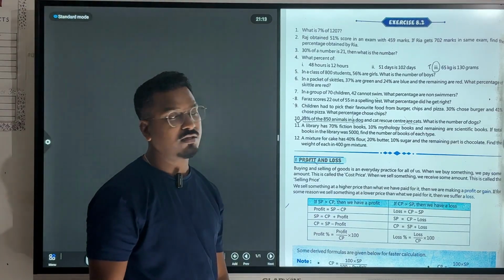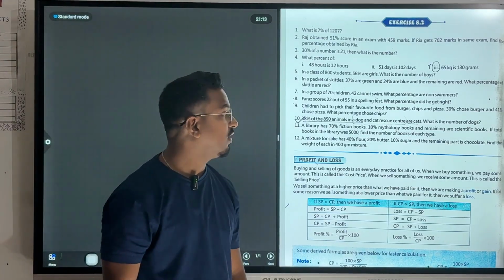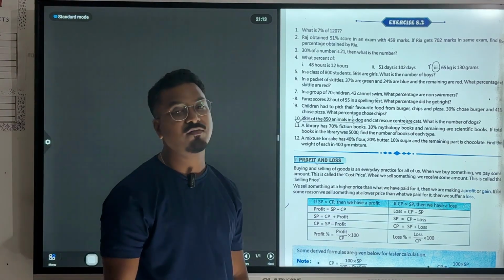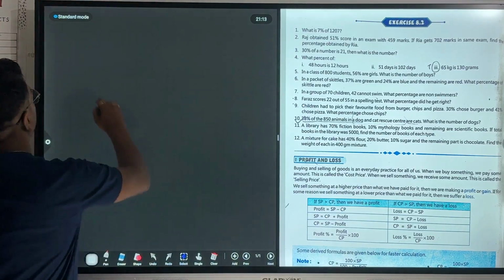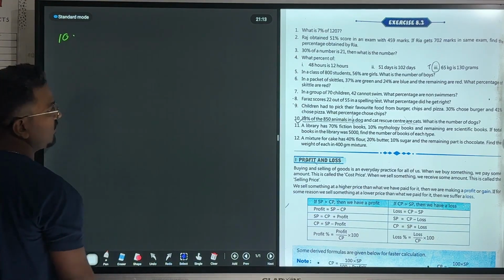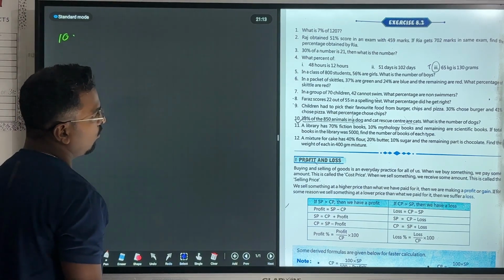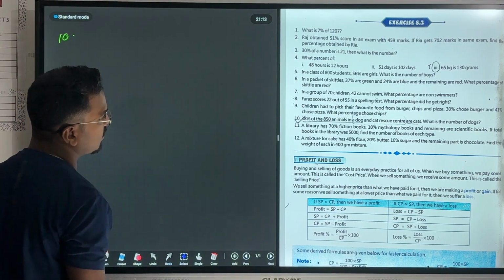38% are cat. So what is the percentage of dog? Or you have to find out what is the number of dog. Okay, sorry. What is the number of dog? So question number 10. First we have to see what is the percentage of dog.